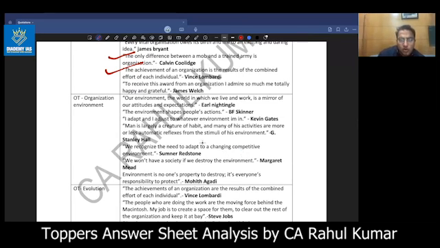Then organization environment. Here the second one is very good. The environment shapes people's actions. Very simple. The environment shapes people's actions, by B.F. Skinner.